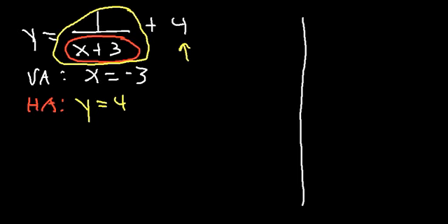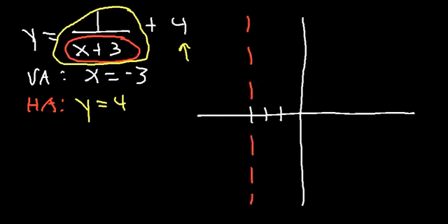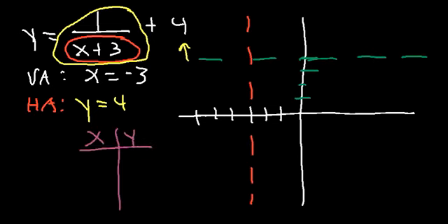So let's make our graph. The vertical asymptote is at -3, and the horizontal asymptote is at 4. And let's plug in some points. So I'm going to plug in 1 point to the right of -3. So that's going to be -2. And 1 point to the left of -3. That's -4. If I plug in -2, -2 plus 3 is 1.